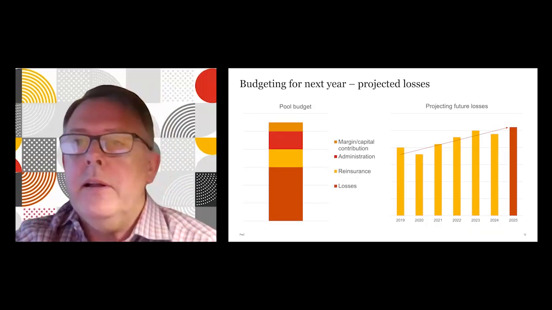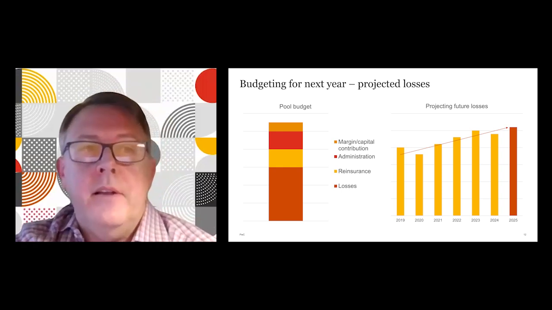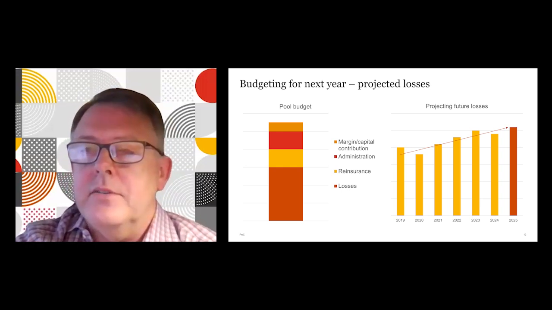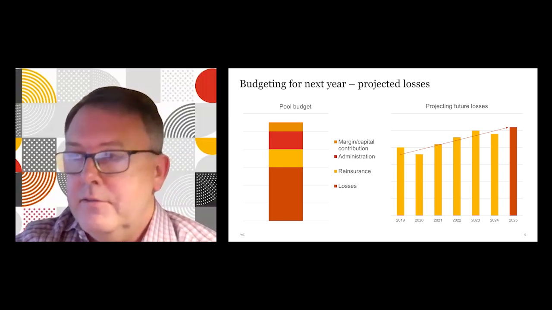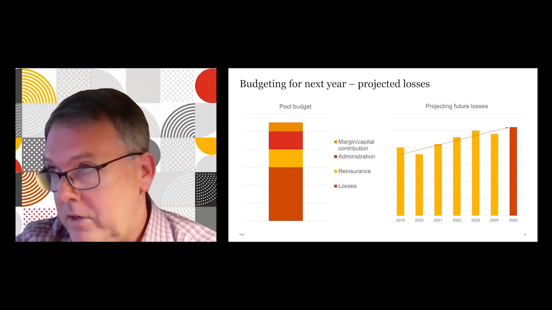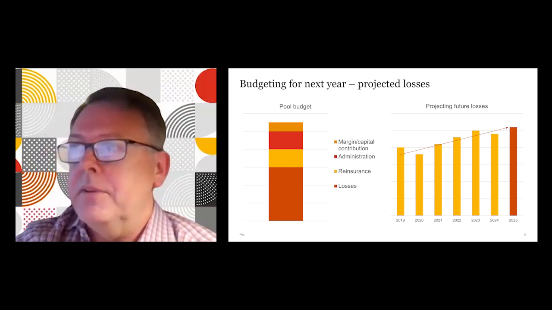Okay, another area actuaries help out with is budgeting for next year's losses. You typically have a meeting in advance of a year where you have to decide what we need to collect from the members. Your typical pool budget would look something like this on the left.